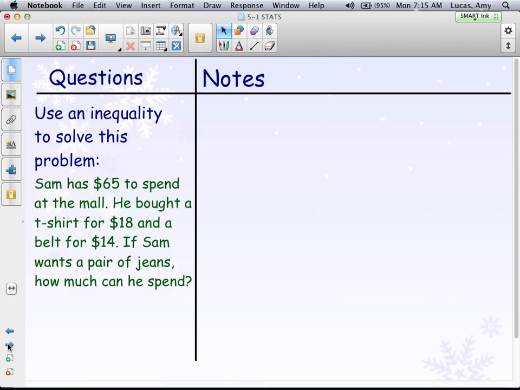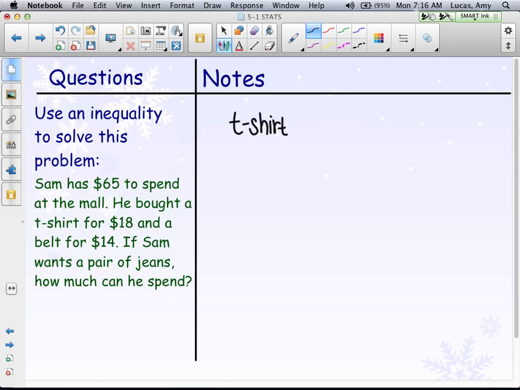Okay, use an inequality to solve this problem. Sam has $65 to spend at the mall. He bought a t-shirt for $18 and a belt for $14. If Sam wants a pair of jeans, how much can he spend? So, t-shirt, belt, jeans, he's looking to buy 3 things.